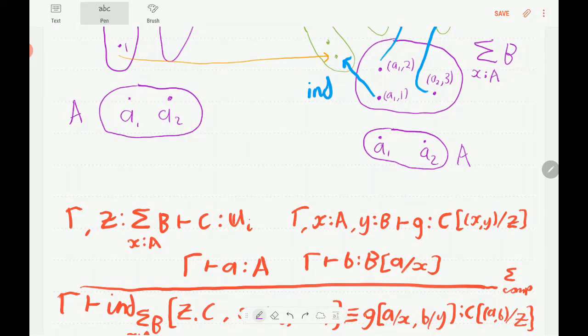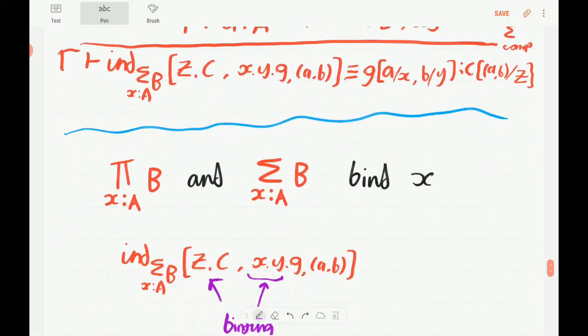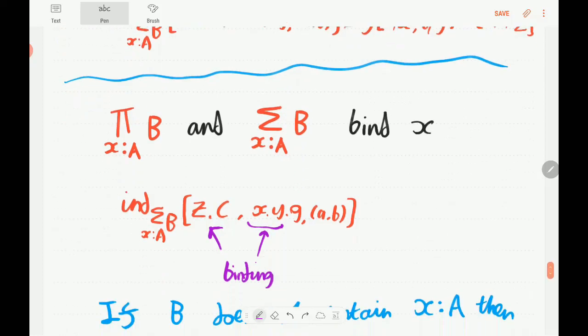And this is a big deal, because now we've defined our sigma type and our pi type. We've defined a lot of the stuff that we need. Now, if you look at the notation of this sigma type and pi type, I notice that the X of type A becomes bound in this type, and similarly here. And we also have this new notation. So when we write ind of sigma of B, we're recording that within this term, Z is now bound to C, and X and Y are bound to G.